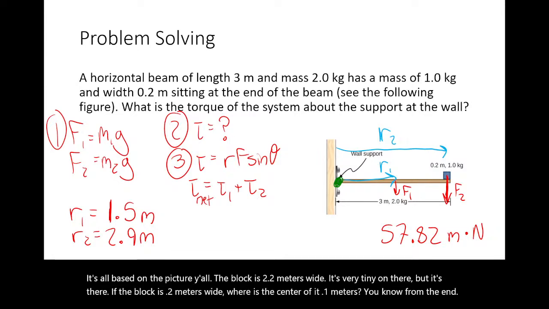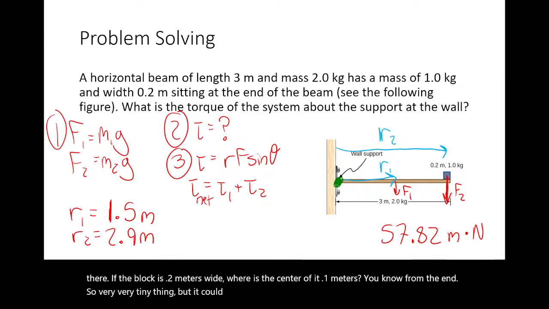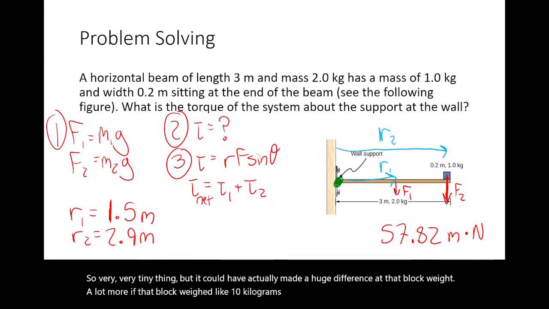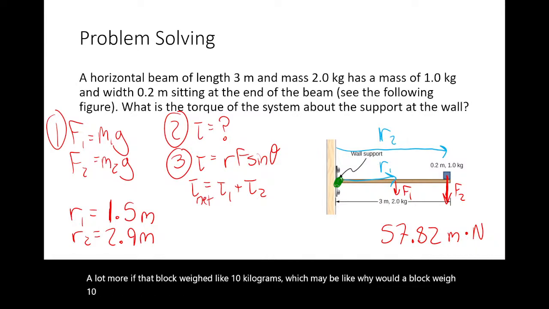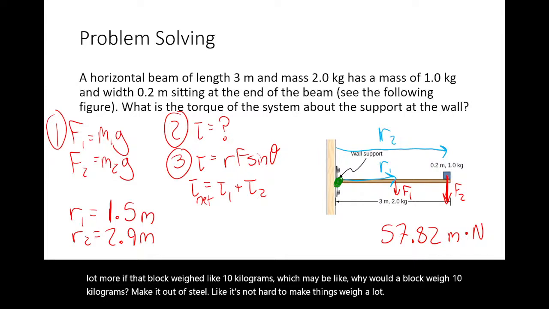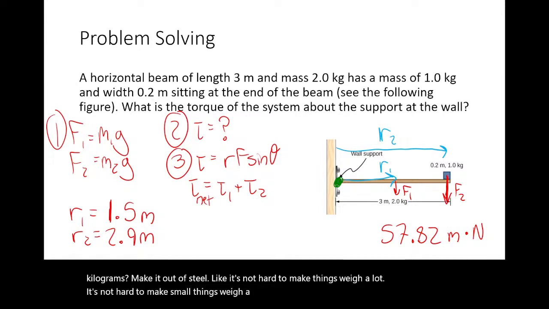So, a very, very tiny thing, but it could have made a huge difference if that block weighed a lot more. If that block weighed like 10 kilograms, you may ask, why would a block weigh 10 kilograms? Make it out of steel. It's not hard to make small things weigh a lot. Metal weighs a ton. There's a reason everything's made of aluminum.